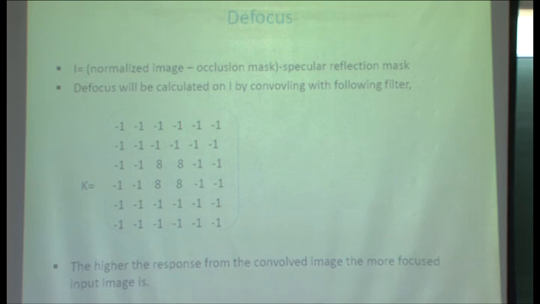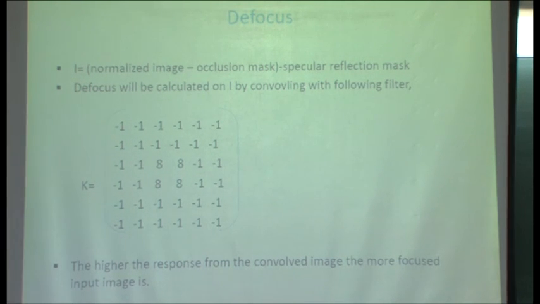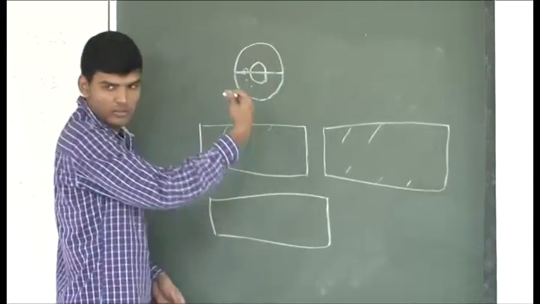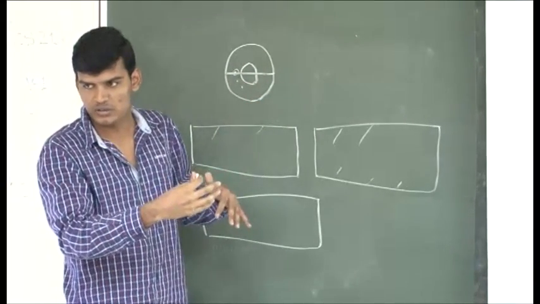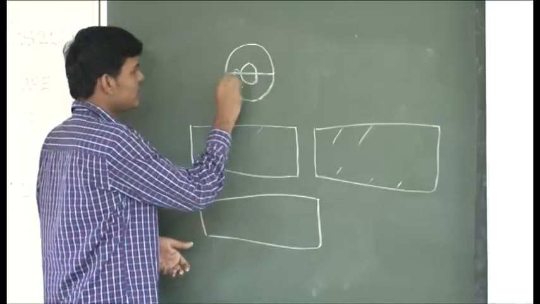Okay, so what do you have? The input image he has considered. Okay. So are you sure? So you are saying that you will be using this mask over the normalized image, masked by the occlusion mask. Yes. Right? And the specular reflection, he has not done this. No, in the normalized image he has considered only this lower half of the iris for the calculation of defocus. But we can improve this, he has considered this half.